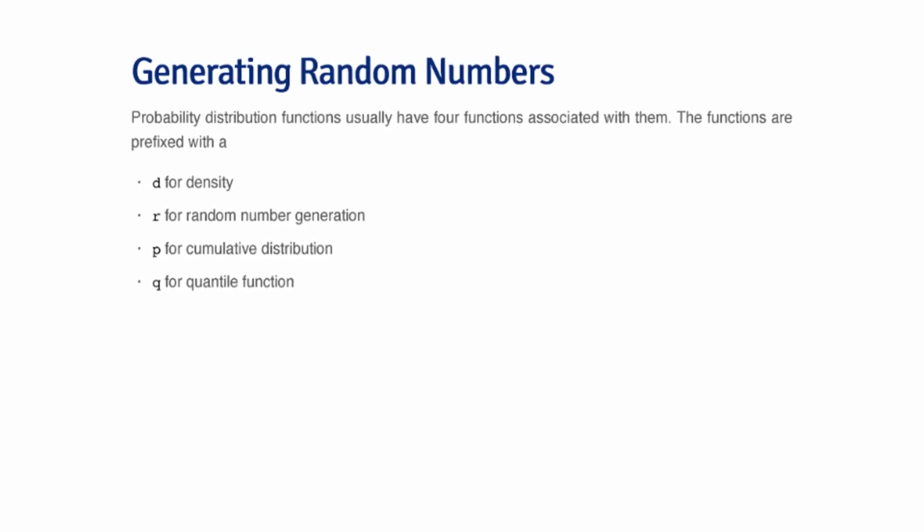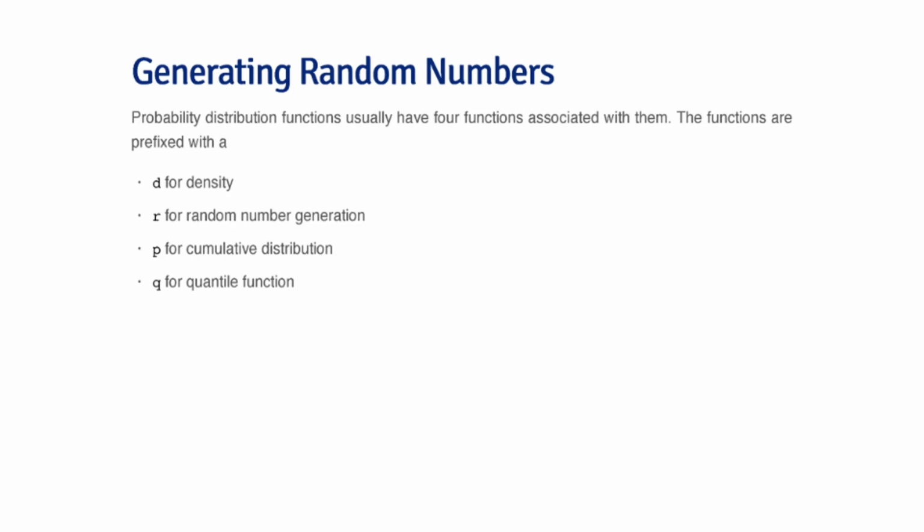So probability distribution functions, there are basically 4 functions associated with them, and so for any given distribution like the normal distribution, there will be a function that starts with a d, a function that starts with an r, a p and a q. So there will be 4 different functions for each distribution. I have already mentioned that there's the rnorm function. The rnorm function is for random number generation. There's a dnorm function which evaluates the density of the probability distribution for given mean and standard deviation. There's the pnorm function which evaluates the cumulative distribution, and then there's the qnorm function which evaluates the quantile function. So every distribution has these 4 types of functions.